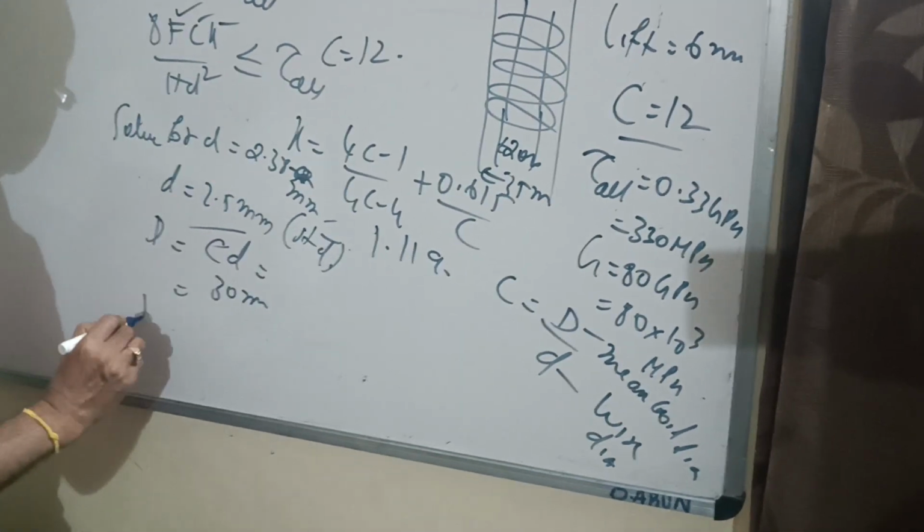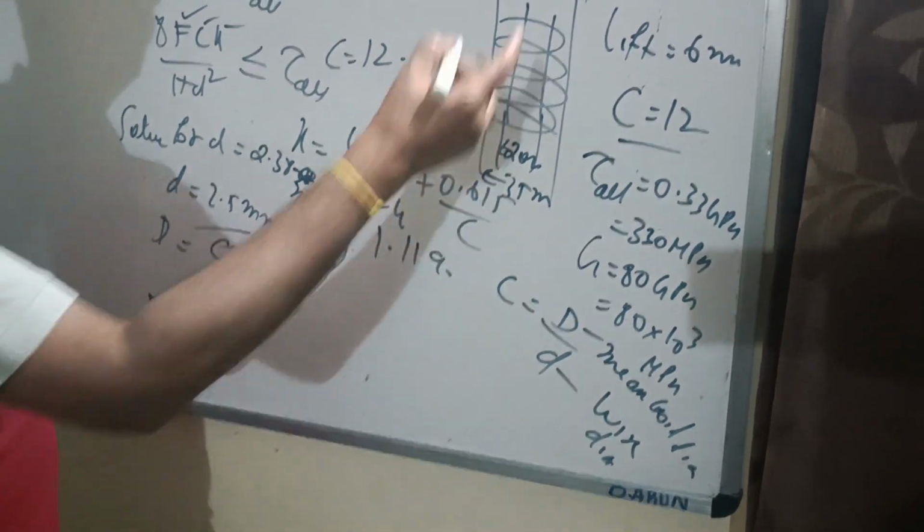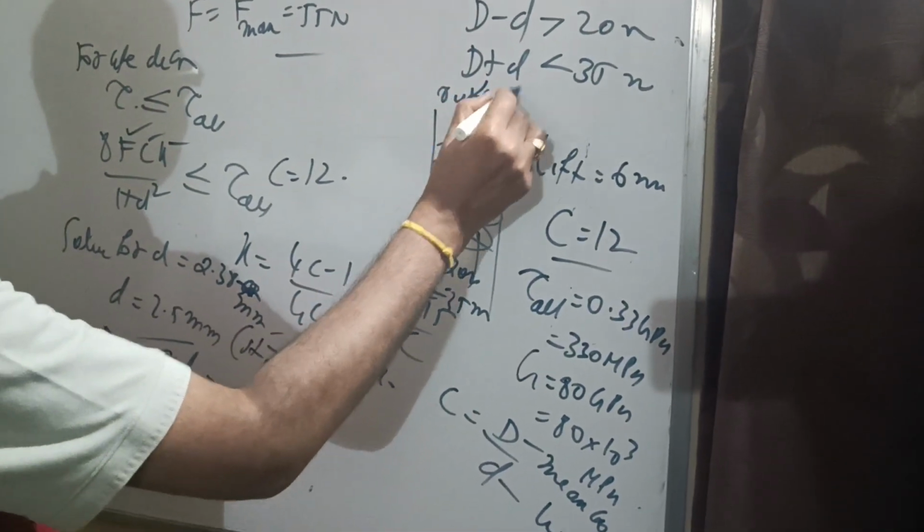Now let us find out the outside diameter, D plus d here, outside dia. This is outside dia. This is inside dia.